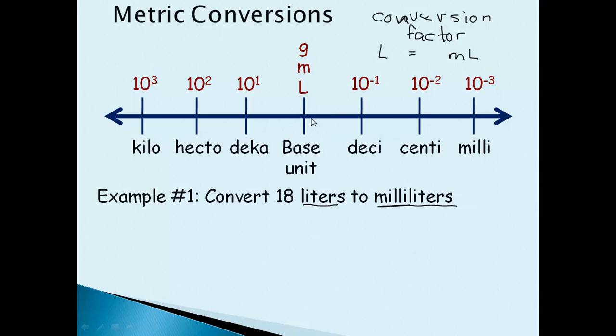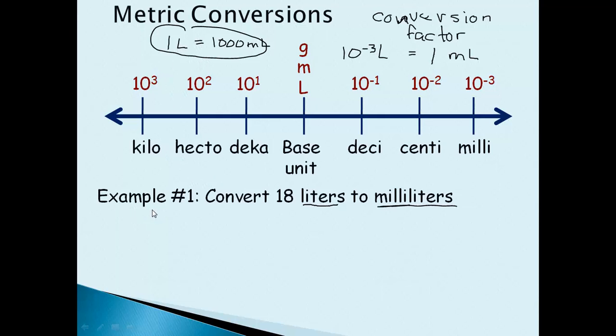So if we look at our chart, 1 milliliter is 10 to the negative third liters. Okay, so we could do this way. 1 milliliter is 10 to the negative third liters. Another way to write that is 1 liter is equal to 1,000 milliliters.